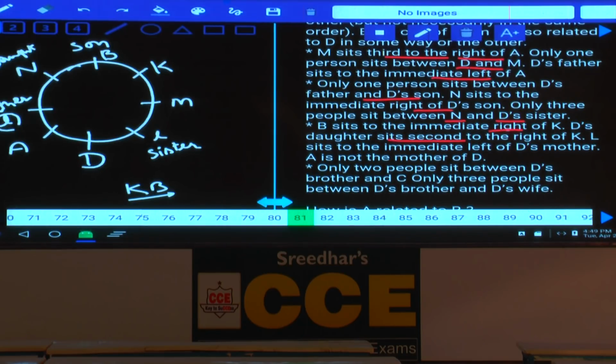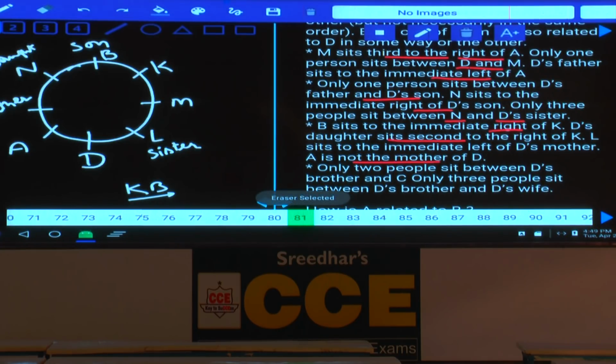If L is here, then L sits to the immediate left of D's mother, so A can be D's mother or M can be D's mother. There are 2 possibilities. And A is not the mother of D. As A is not the mother of D, hence L cannot be at this place. Are you following this one or not? Hence, A cannot be the mother. Then where should this L be? L must be at this place.